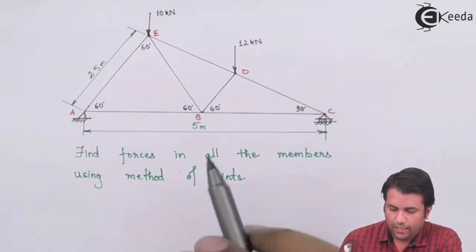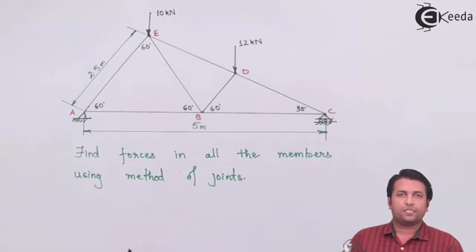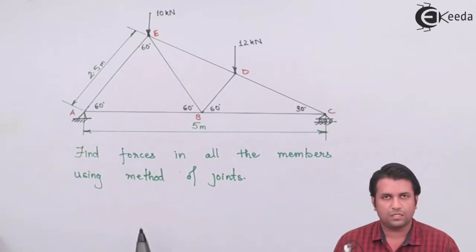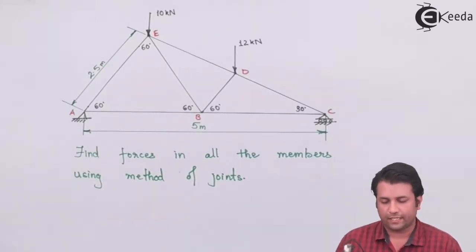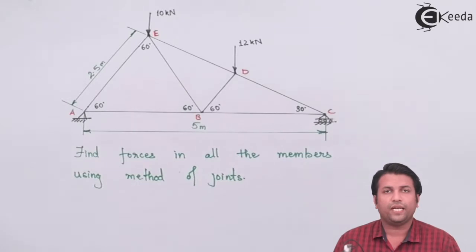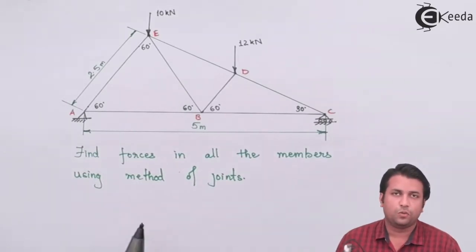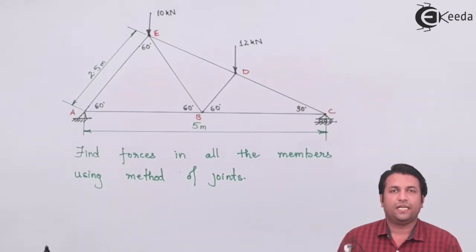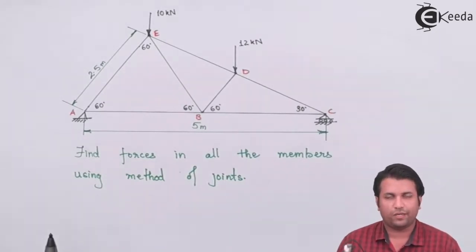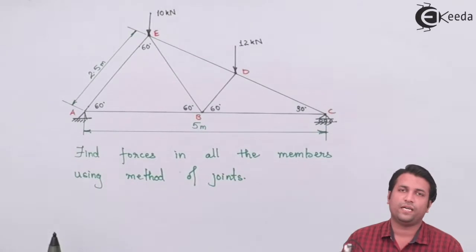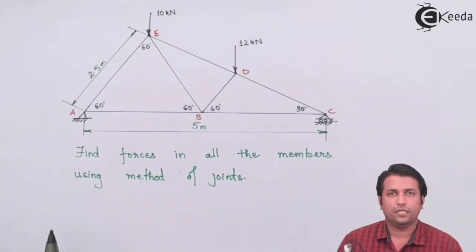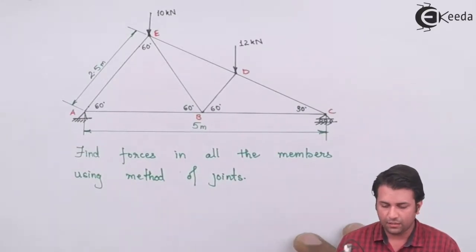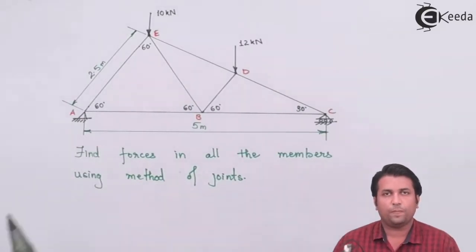Now in this truss, you can see that we have to find out the forces in all the members by using method of joints. So the routine application that we do in this case is we have to first apply the stability criteria, find out the support reactions, and then we move ahead to find out the forces in all the members. Now the first step being stability criteria, we'll find out how many members we have.